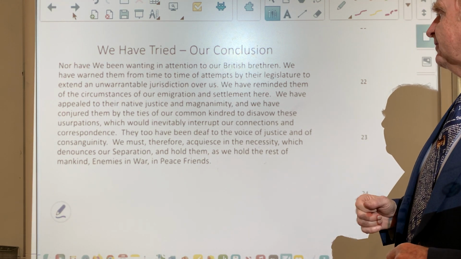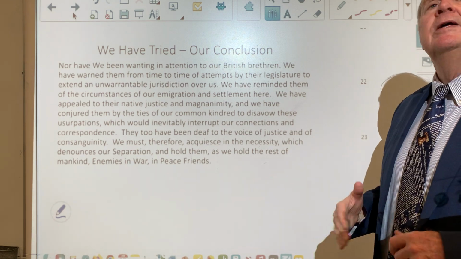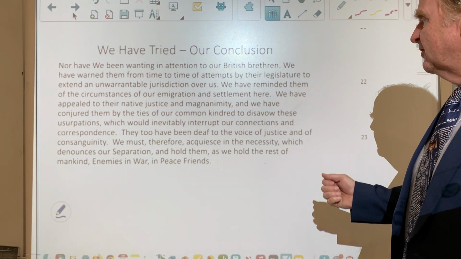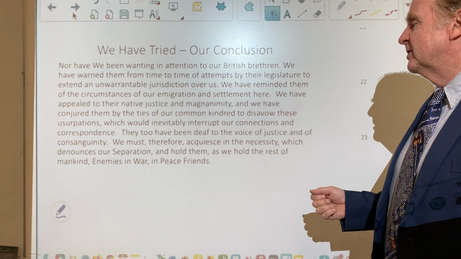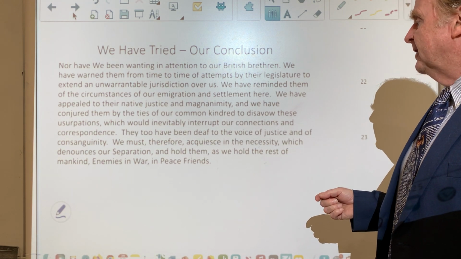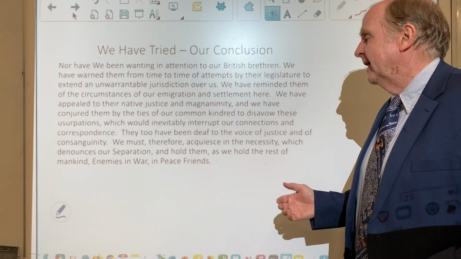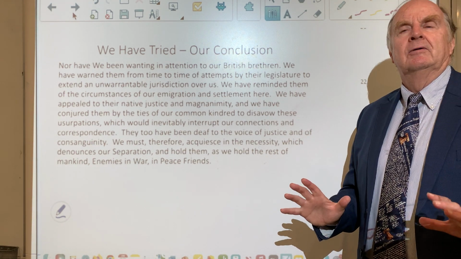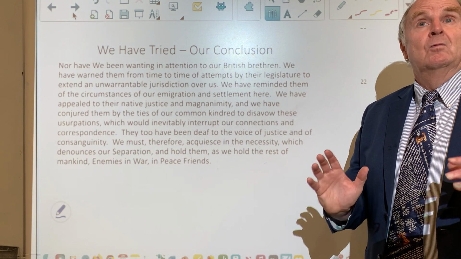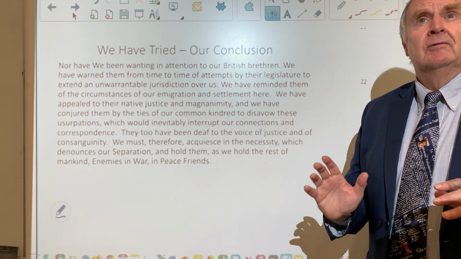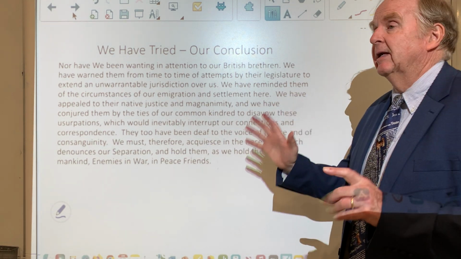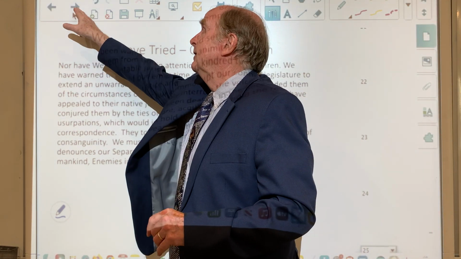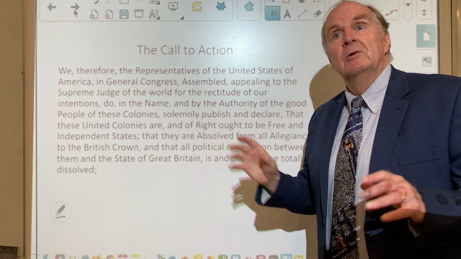They too have been deaf to the voice of justice and of consanguinity. This consanguinity, the same blood. We're the same people. We must therefore acquiesce in the necessity which denounces our separation and hold them as we hold the rest of mankind, enemies in war, in peace, friends. Okay? So, we are looking at ourselves as a separate country, and we are not considering ourselves a separate country from England. We can be friends with them, or we can have war with them.